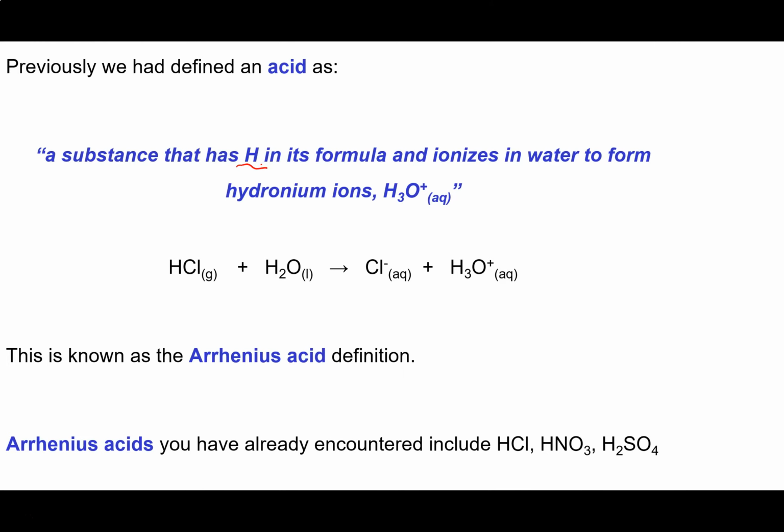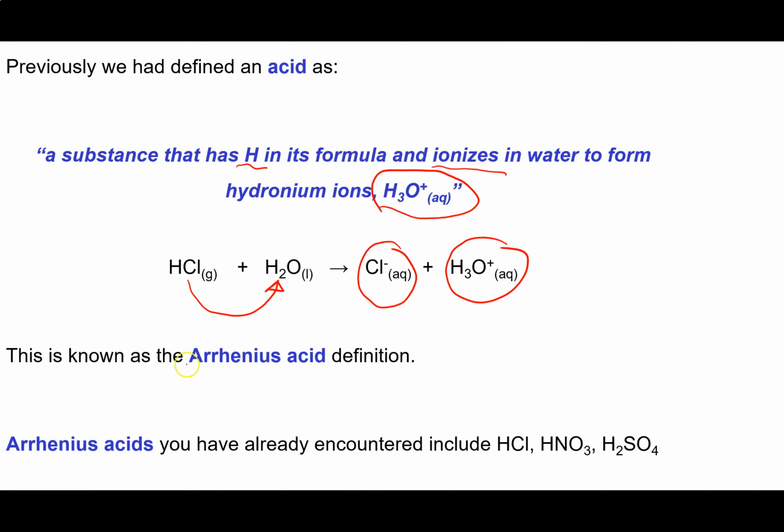In Chemistry 161, we defined an acid as a substance that has hydrogen in its formula and when dissolved in water ionizes to form what are referred to as hydronium ions, H3O+ (aq). So a classic acid of this type is hydrochloric acid. If you take hydrogen chloride, which is a gas, and you bubble that through some water, what you'll form is chloride ion and hydronium ion. So it's clearly an acid.